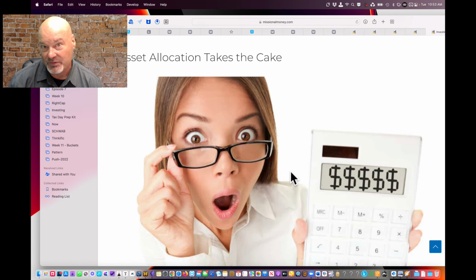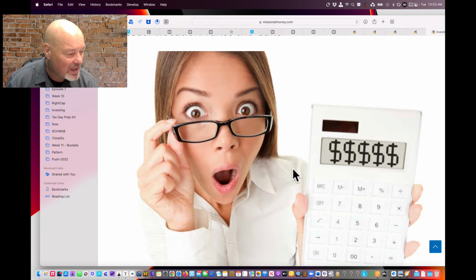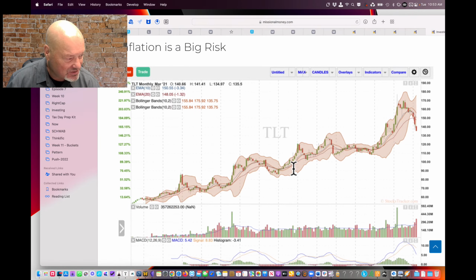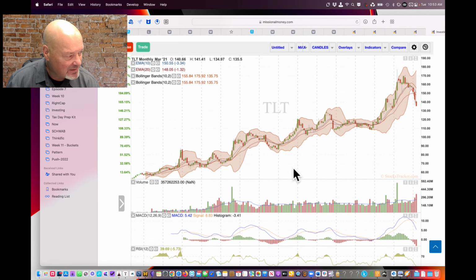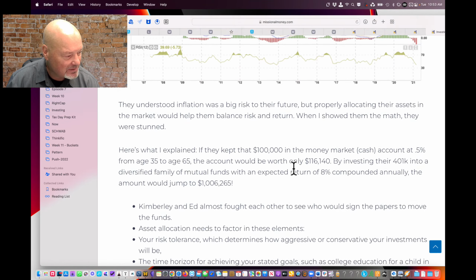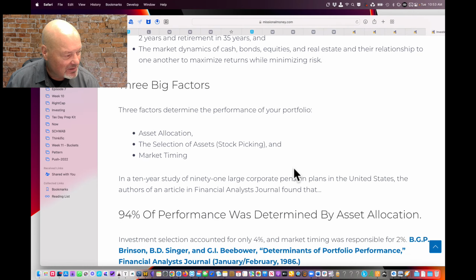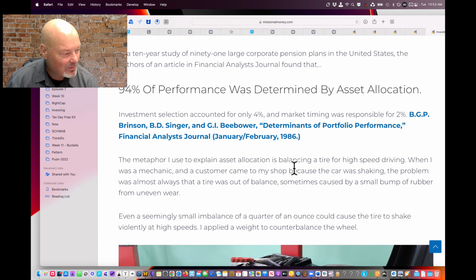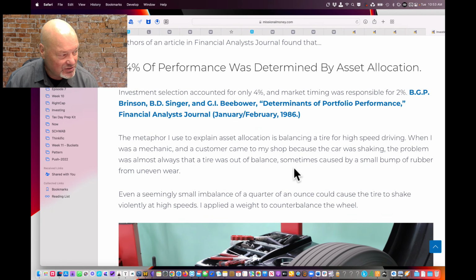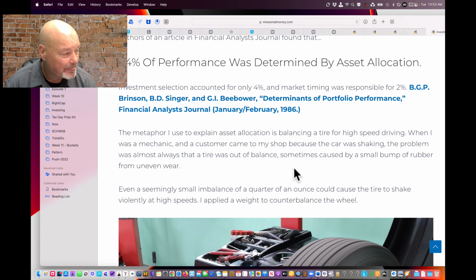Asset allocation, like I told you before, is the single most important strategy because it's the one that determines your portfolio's returns. And this is a chart of a bond fund. I don't know why I have that there at the moment. It seems a little out of place, so I'm just going to go on down to this. This is the statistic I wanted to show you. Somebody did this study, Brinson. I think they were attorneys, but anyway, analysts. They determined that 94% of performance was determined by asset allocation.